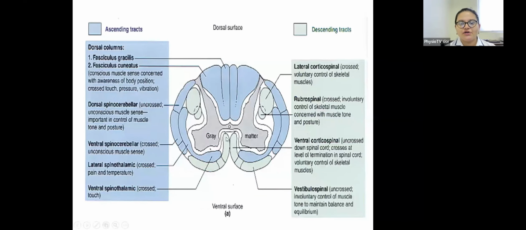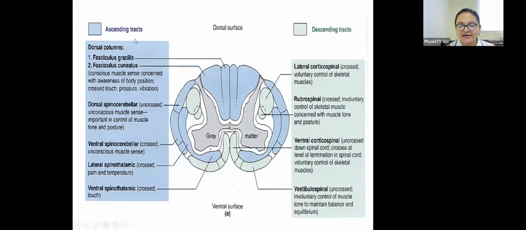So here in the picture, as you can see, this is the TS or transverse section of the spinal cord. This is the dorsal surface. This is the ventral surface. This is the white matter. White matter consists of all these tracts or all the groups of nerve fibers.